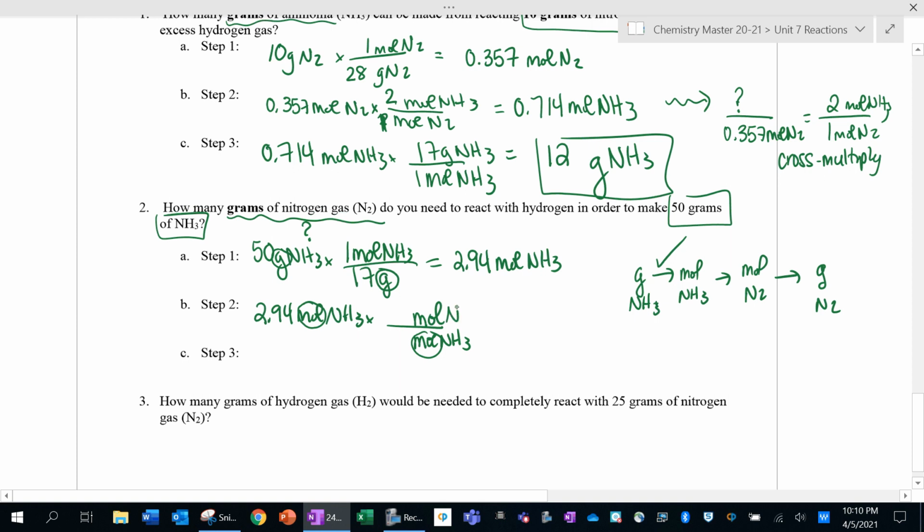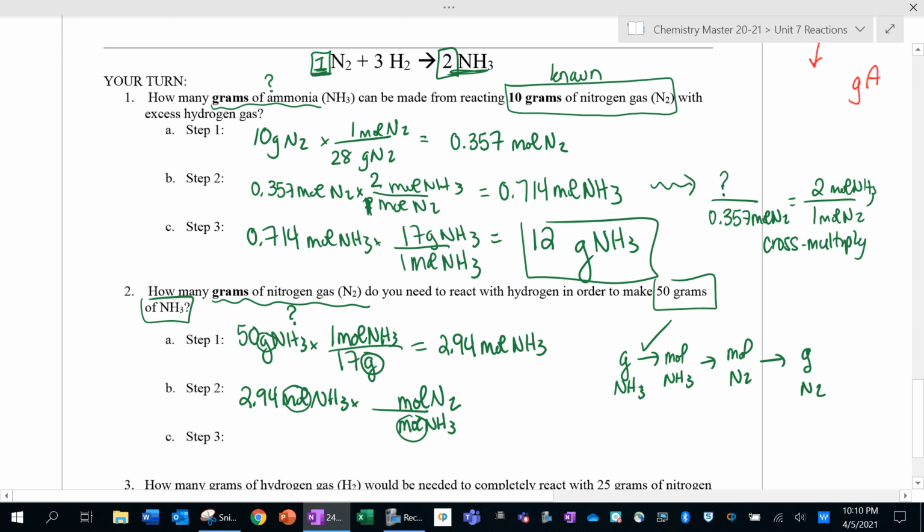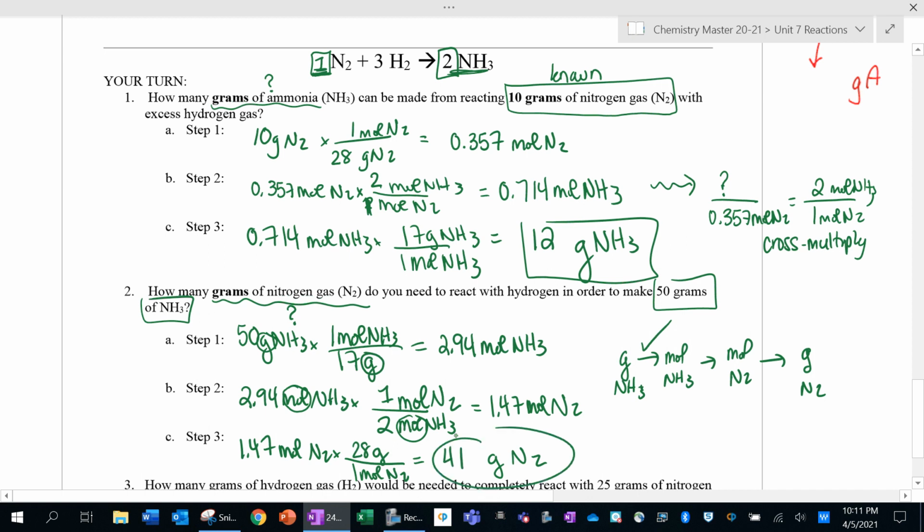So I'm trying to find N2. And if you look back at our equation, it looks like it is 1 nitrogen per every 2 ammonias. So I'm going to multiply that by 1/2. So I get 1.47 moles of N2. And then the last step is to convert those moles of N2 into grams. And so I'm going to do that. I'm going to look on the periodic table, and I'm going to say, okay, this looks like this is 28 grams. So your final answer should be 41 grams of N2 there.